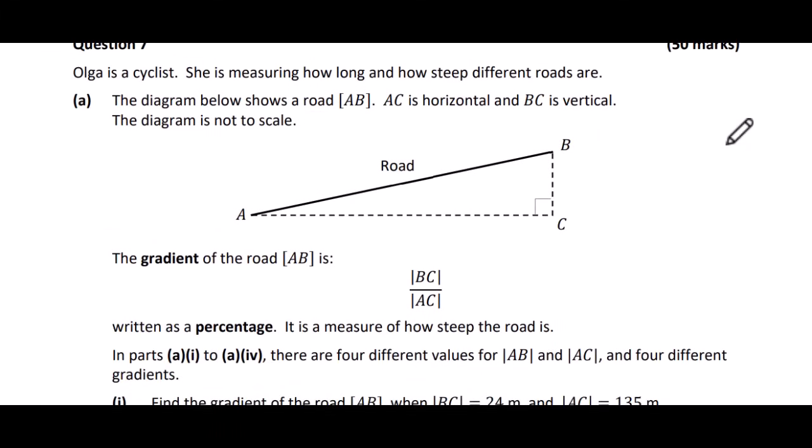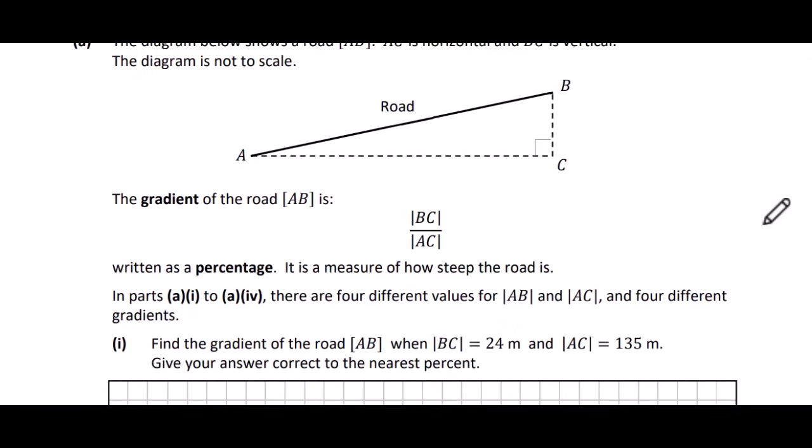Okay, so let's look at the next question. That's question 7. So Olga is a cyclist. She is measuring how long and how steep different roads are. The diagram shows the road AB. AC is horizontal and BC is vertical. The diagram is not to scale. The gradient of the road AB is BC over AC. So it's this side here over this side here, or the tan of that angle there, if you like, written as a percentage. It is a measure of how steep the road is.